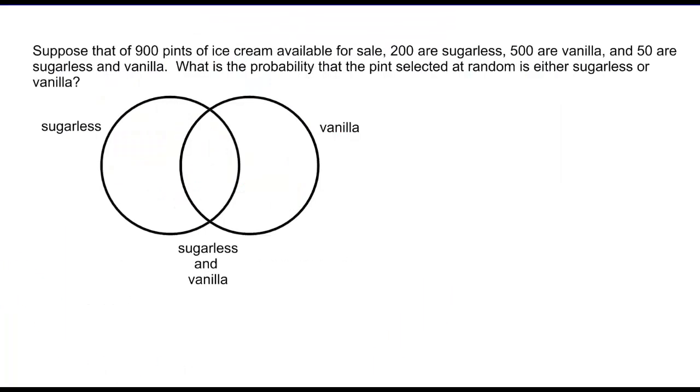So sometimes we don't necessarily have a picture. This wouldn't be here in the original problem. I just drew this in to get us started. So we have a total of 900 pints of ice cream available for sale. 200 are sugarless, 500 are vanilla, and 50 are sugarless and vanilla. And we want to know the probability that a pint selected at random is either sugarless or vanilla. This is called a Venn diagram.